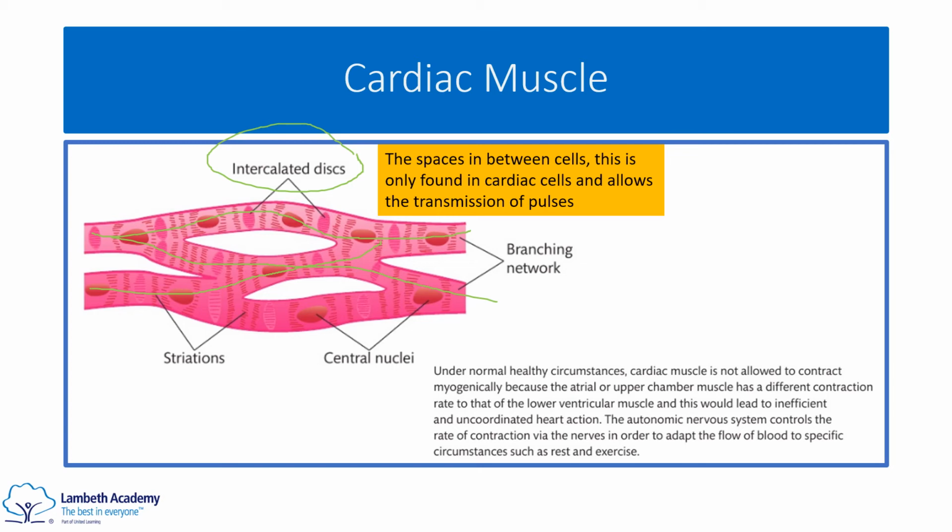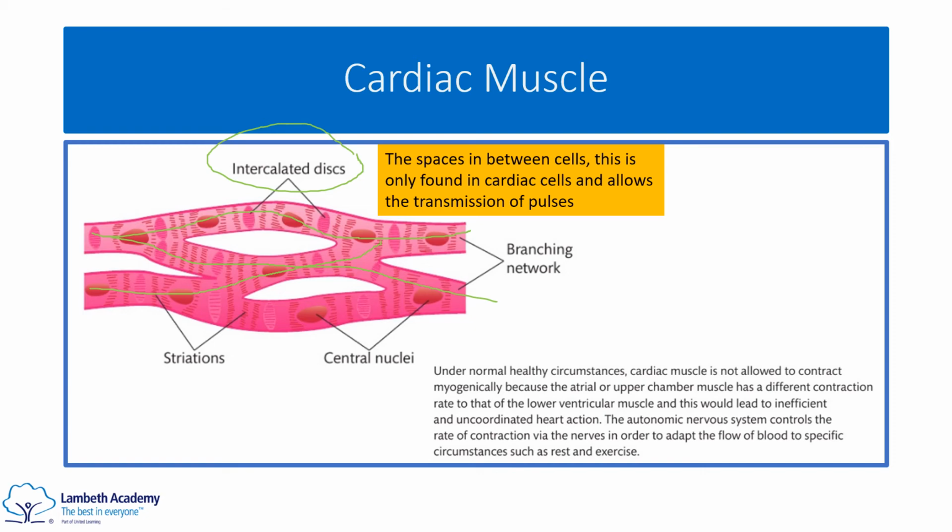Now this is important because your atria, which are your top two chambers of your heart, and your ventricles contract at slightly different times. So the ANS just makes sure that they work at the right rate in comparison to each other. It also helps to ensure that the flow of blood is adapted depending on the different circumstances. So when you are at rest and when you are at exercise, your blood in your heart will pump at different times and different speeds depending on how much oxygen you need to get to your working muscles and around your body.